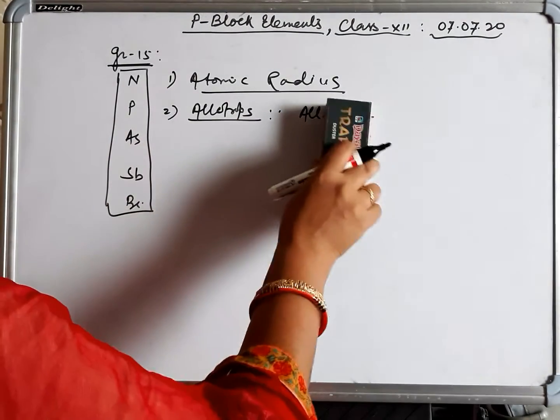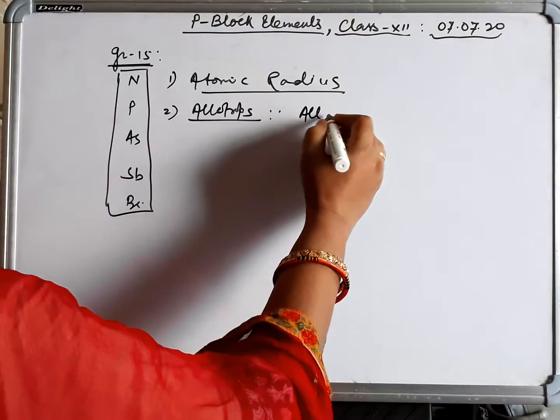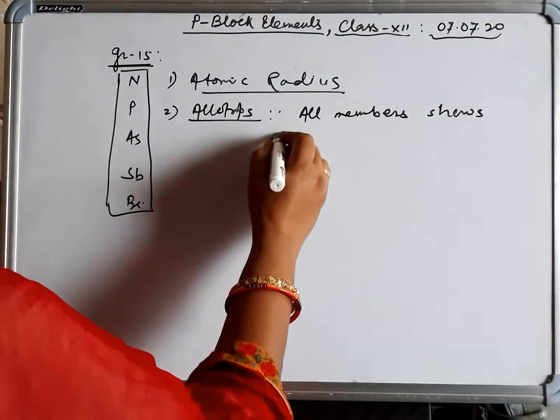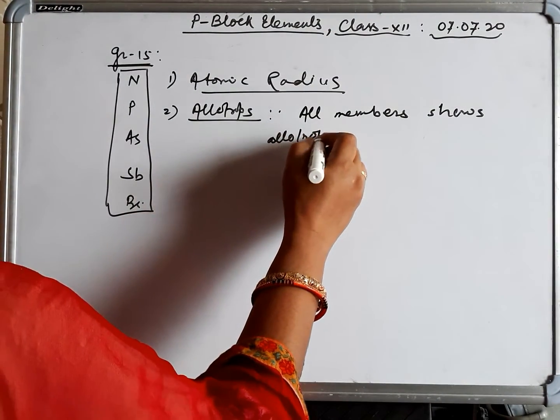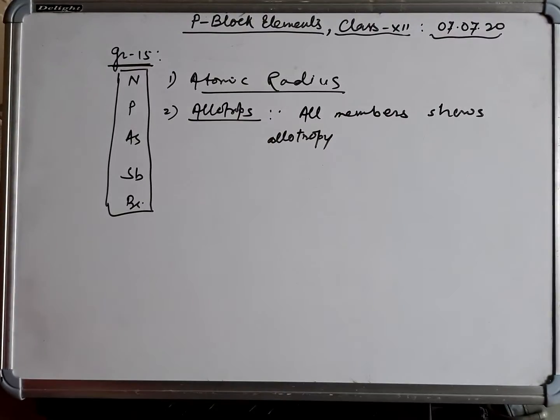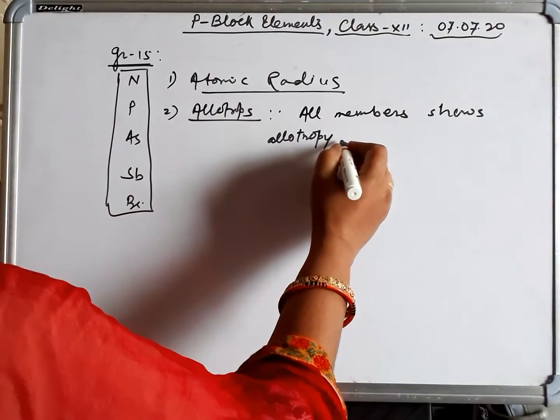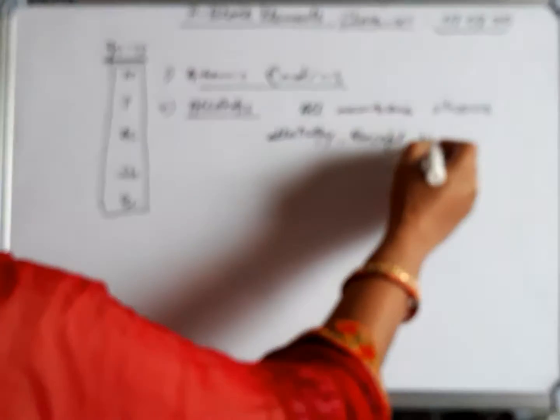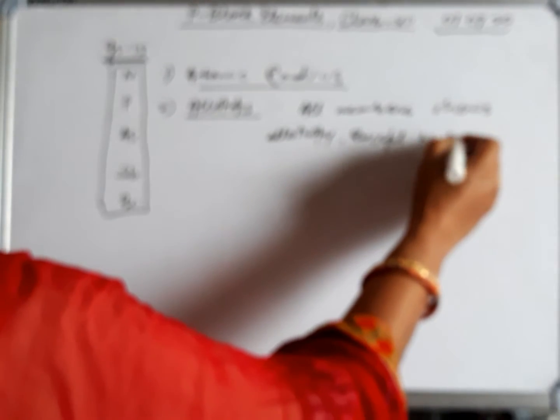All the members show allotropy except nitrogen and bismuth.